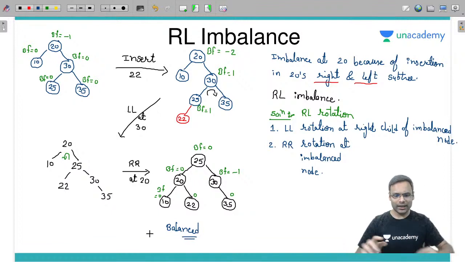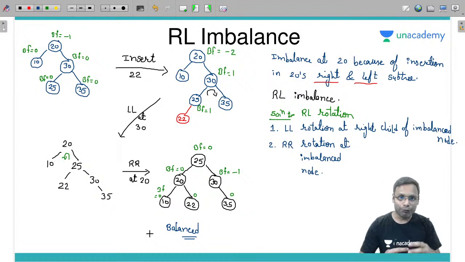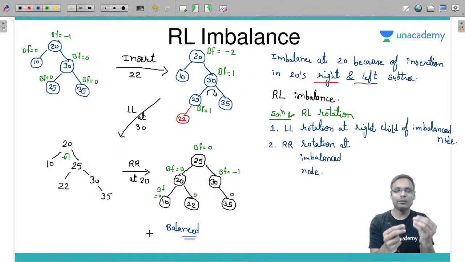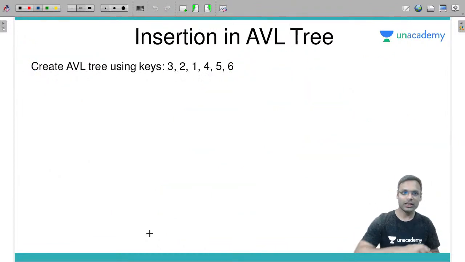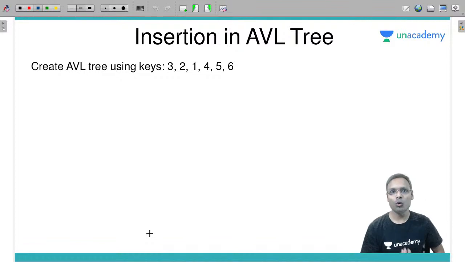If you understood that, then let's try to understand how to construct the tree if a particular series of keys is given. Okay, I am going to start with a basic, very simple example. After that we will have one more question having more and more keys, so that we will have a tougher example. Okay, so let's do that along with me.